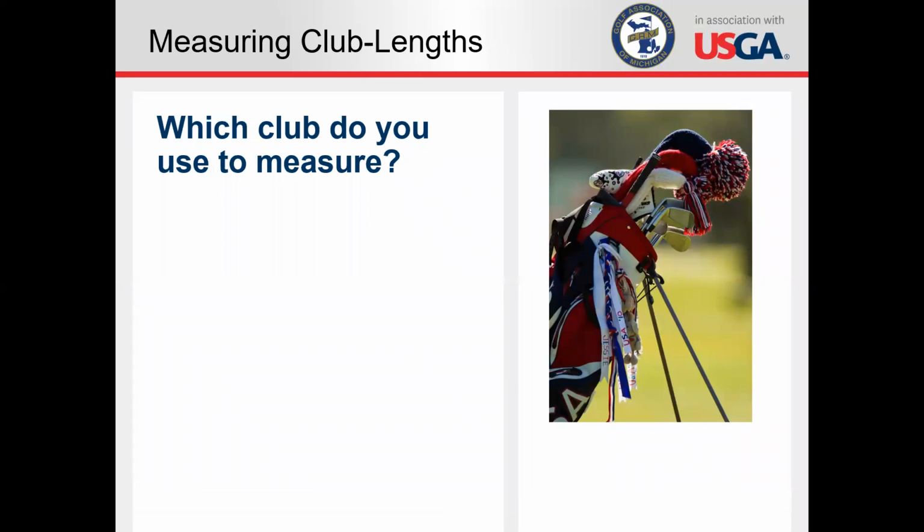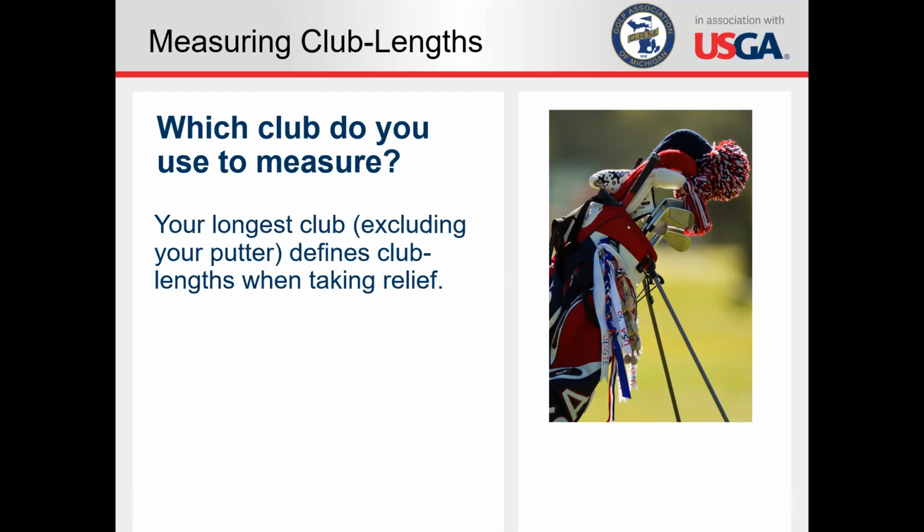All right, so when you're dropping the ball and when you're measuring your relief area, one small, subtle change is really the definition of a club length. So previously, when you measured in 2018 and earlier, that club length was just the club that you laid on the ground. Now the club length is going to be a fixed length. It's going to be a fixed measurement. So it's going to be the longest club in your bag, except your putter, and that's going to be your club length, regardless of which one you lay on the ground.